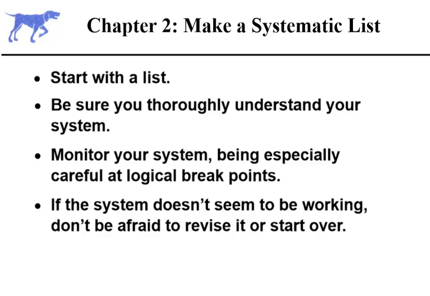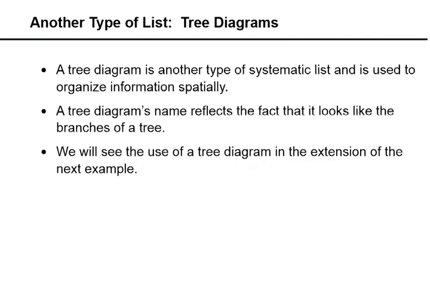You want to be sure that you thoroughly understand your system. You monitor your system, being especially careful at logical breaks and points. If the system doesn't seem to be working, don't be afraid to revise it or start over. Sometimes we have to just start over or we have to do something different. But here are some types of lists.